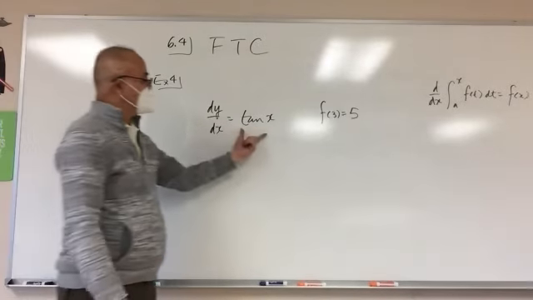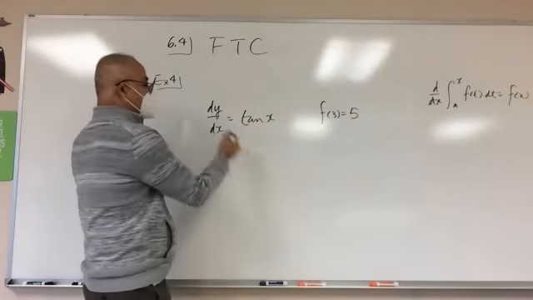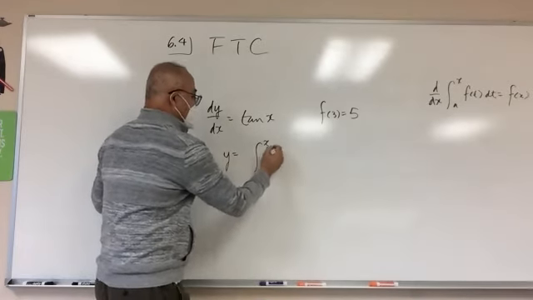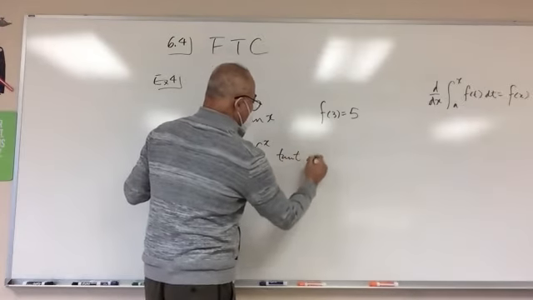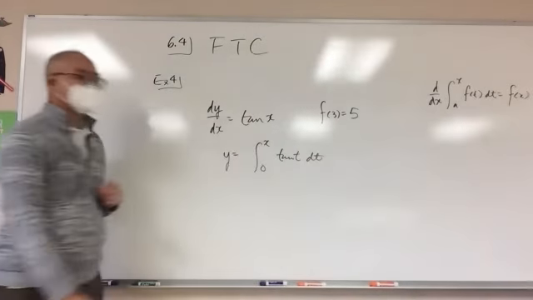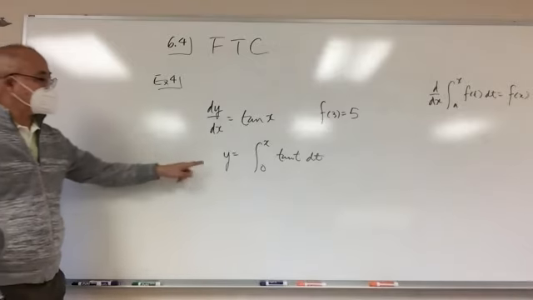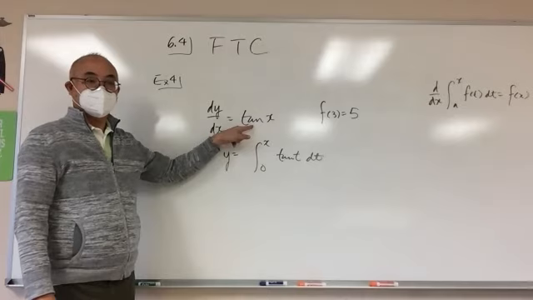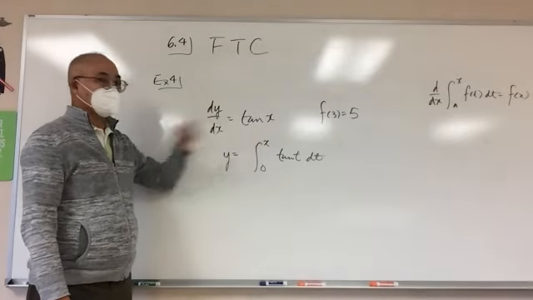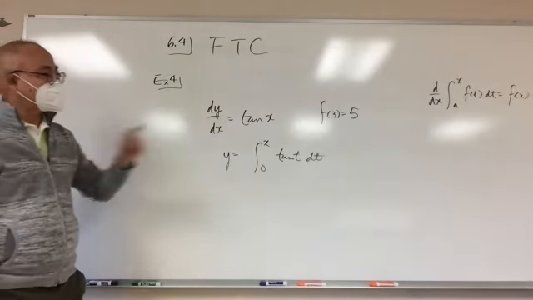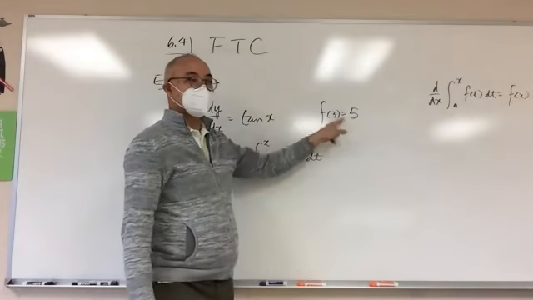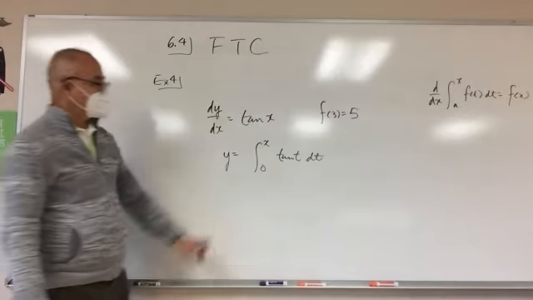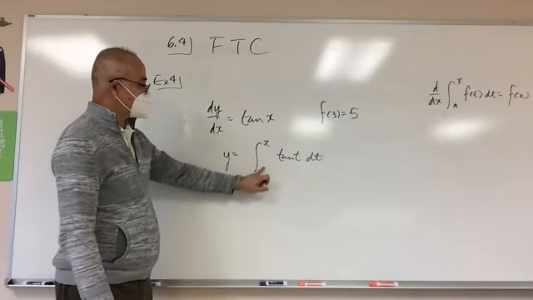So since I know this, I can say that y is going to be equal to the integral from 0 to x of tan t dt. Can you see that? Right? Because if I take the derivative of this, I will get tan x. However, I also know this. So I'm going to have to do some manipulations here. I'm going to go ahead and say this is 3.